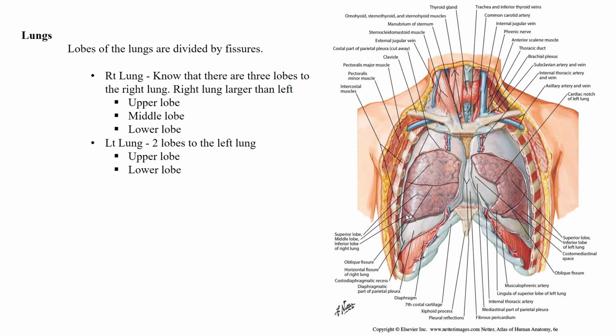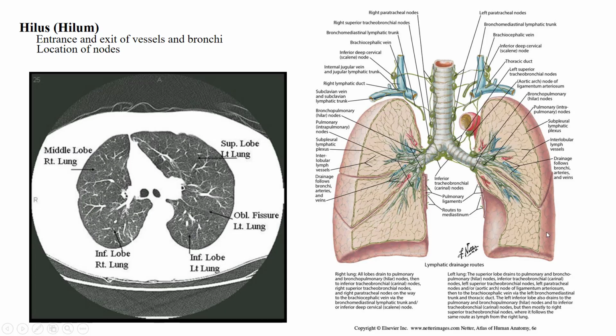It's just in the front anterior portion. It looks small, and it is small anteriorly, but as you go posteriorly, it's much larger. So just be aware that there are 3 lobes to the right, 2 lobes to the left, and that they are divided by fissures.